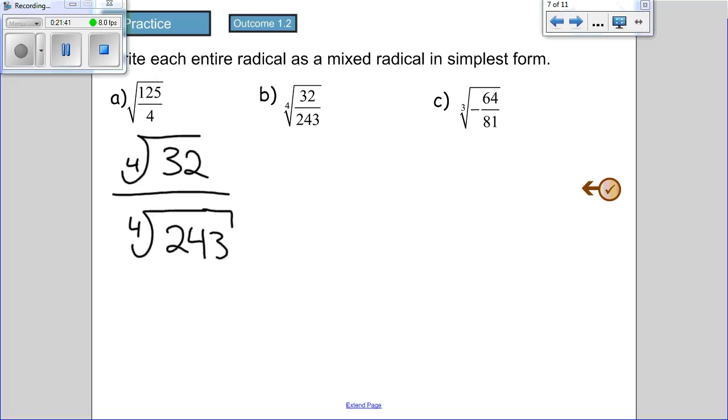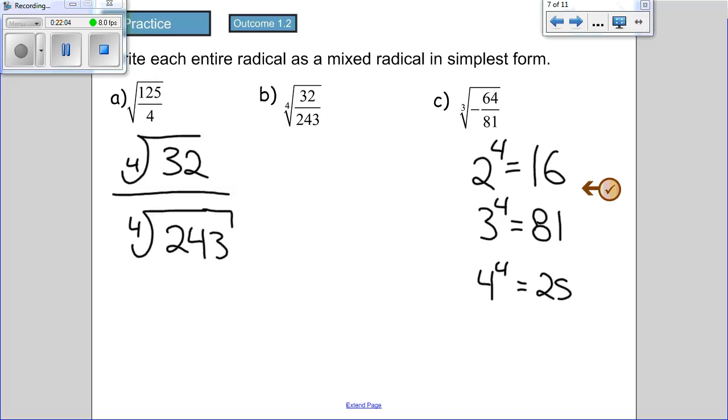What chart do we need? 4th chart. 2 to the power of 4 is what? 16. 3 to the power of 4 is what? 4 to the power of 4 is what? Use your chart. See what breaks up. Is 256 going to go into either of these numbers? Definitely not. Does 81 go into 32? No. Does it go into 243?